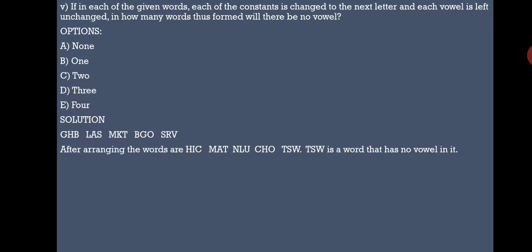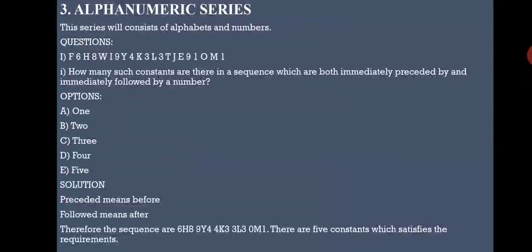We need to change the 3 alphabets to the next alphabetical order. So after rearranging all the terms, TSW is a word that has no vowels in it. So the third type is alphanumeric series. Here it consists of alphabets and numbers.